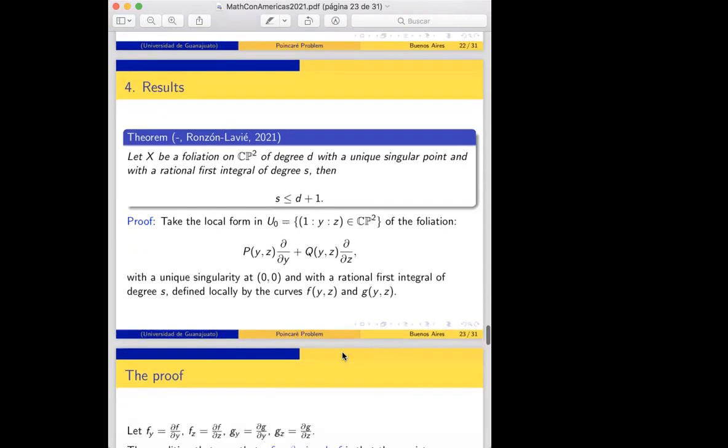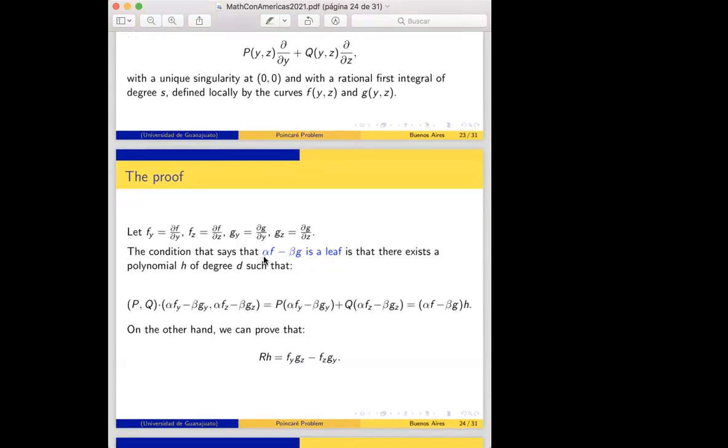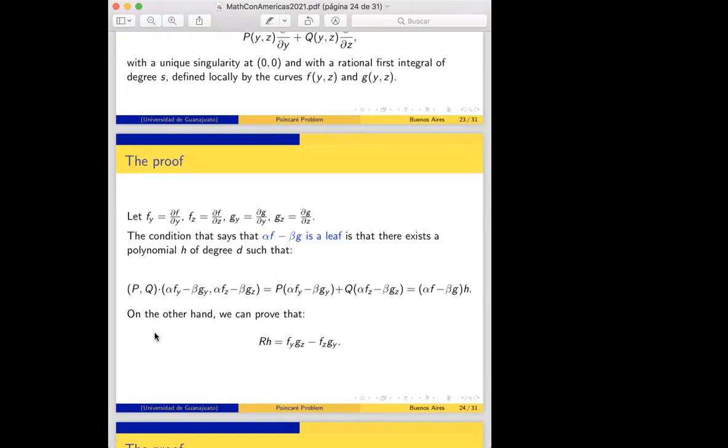Then we take the fiber defined by alpha and beta. The fiber alpha F minus beta G is a leaf of the foliation if there exists a polynomial h of degree d such that the scalar product of the foliation with the gradient of the fiber is the fiber times h. This is because the gradient is a normal vector to the curve. Then this is the algebraic condition to have a leaf, and we can prove, on the other hand, that R times H is the Jacobian of the rational first integral.